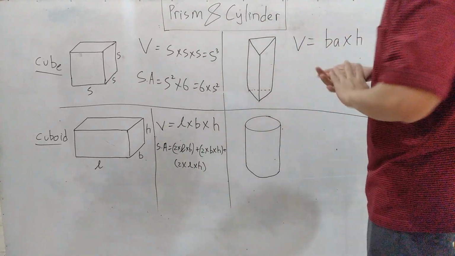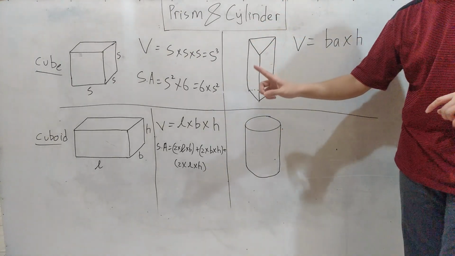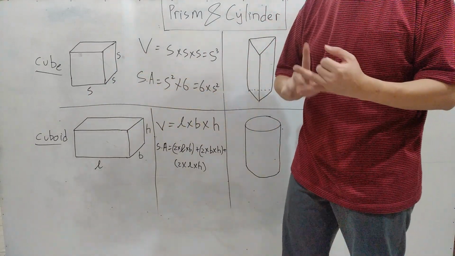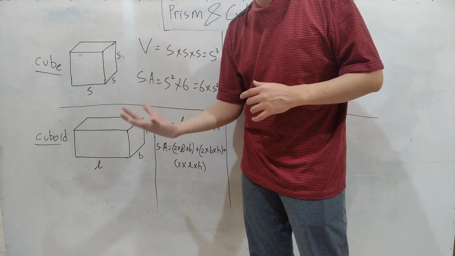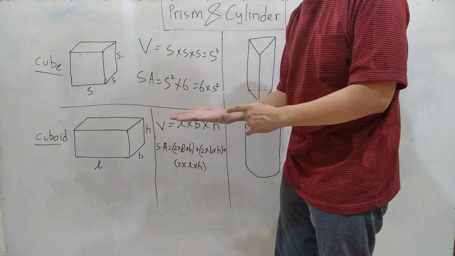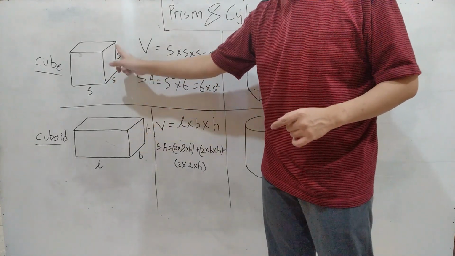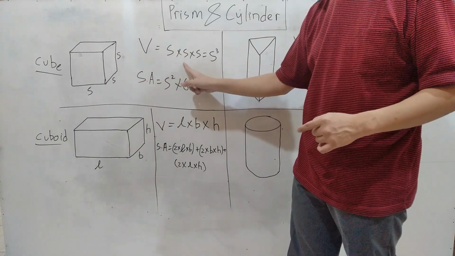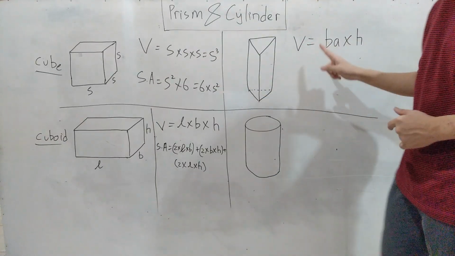So let's see, does this really work, base area times height, with cube and with cuboid? It does. Look, if you see the cube, remember that the formula of volume means base area times height. What is the base area of the cube? Cube has a base of square. The base area of the square means side times side, right? What is the height of a cube? It will be the side. So you have base area, side times side, times the height, which is side as well. That's why you have side cubed, base area times height.